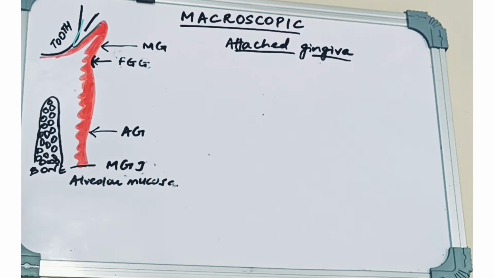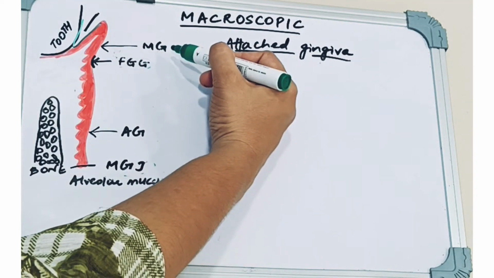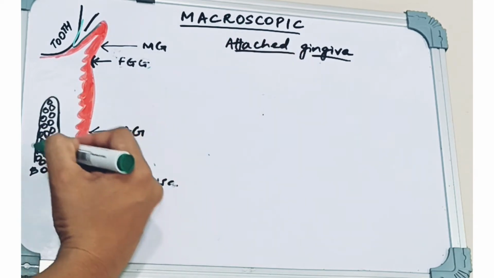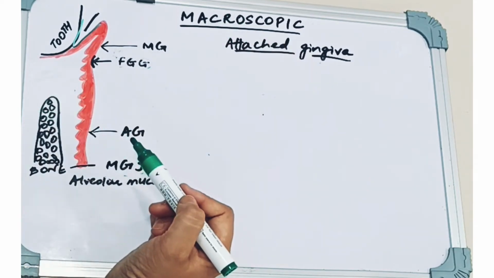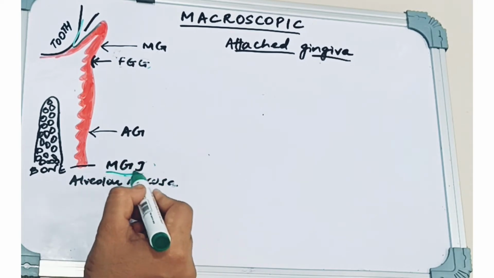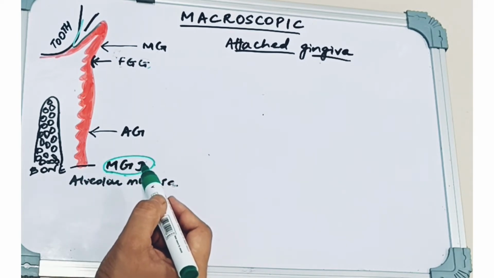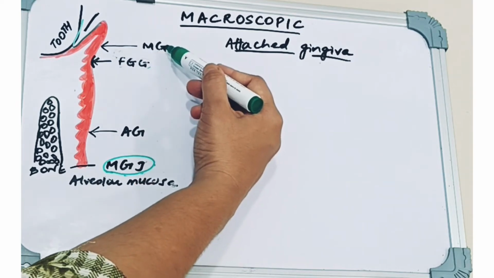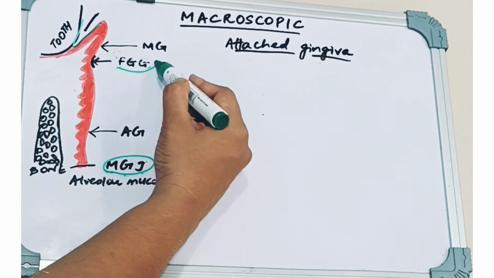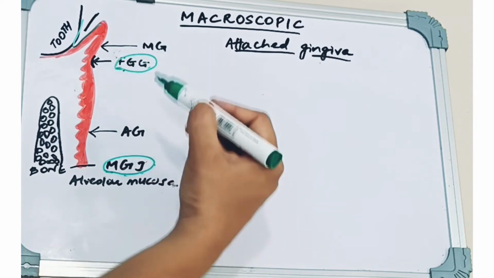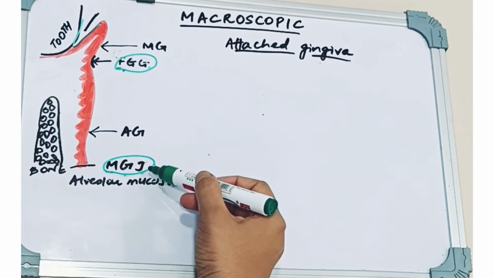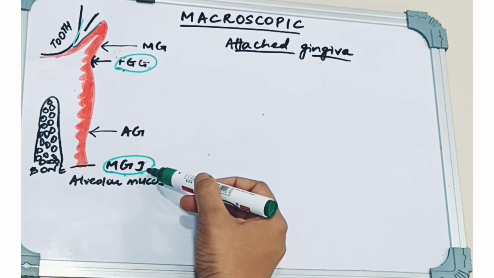Attached gingiva is continuous with the marginal gingiva. It is firm and resilient and bound to the underlying periosteum. Facially, it is demarcated from the movable alveolar mucosa by the mucogingival junction. So we know that the marginal gingiva is separated from the attached gingiva by the free gingival groove, whereas the attached gingiva is separated from the alveolar mucosa by the mucogingival junction.